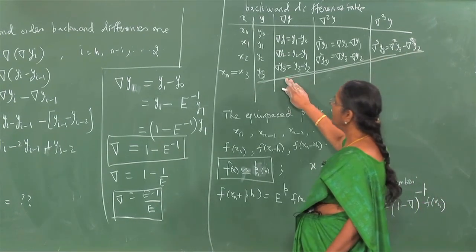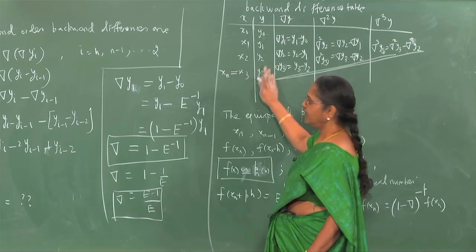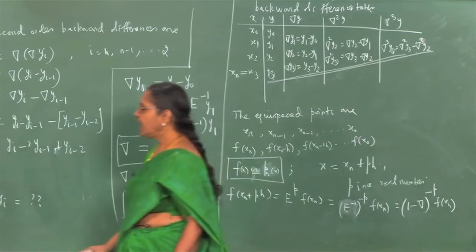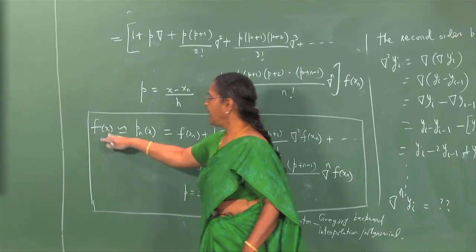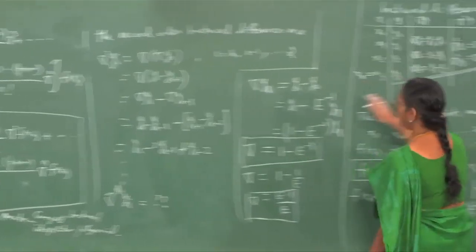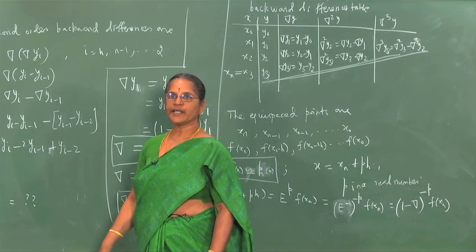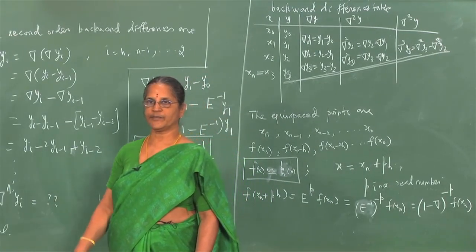So, this makes use of information close to the values at the end of the table, and hence if you require the value of the function which has to be estimated at some x which lies close to the end of the table, then use the backward interpolation polynomial to estimate the function value at such a point.